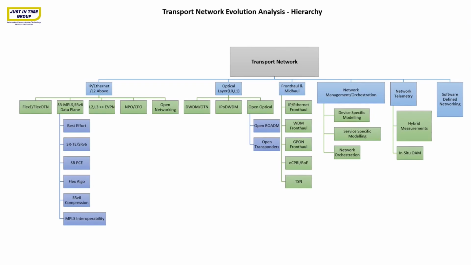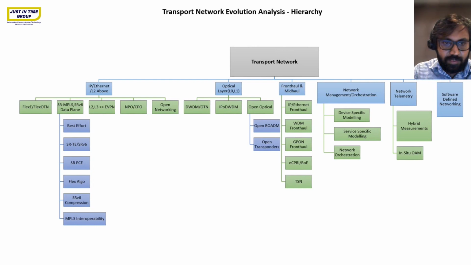So this is a big overview of the areas that I'm planning to cover. If you look at transport network, you have to look at how you would evolve IP, Ethernet, and layer 2 and above protocol stacks. Then you have to think about FlexO, OTN, segment routing, MPLS, and segment routing v6. I will cover those areas in detail in the upcoming slides. And then how we would migrate your existing layer 2 and layer 3 services to EVPN.